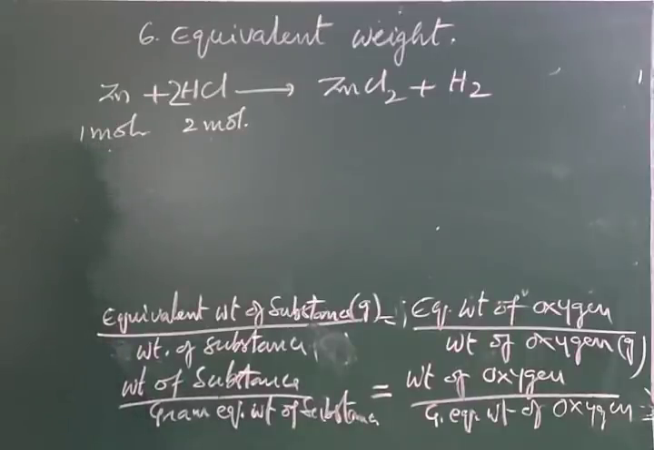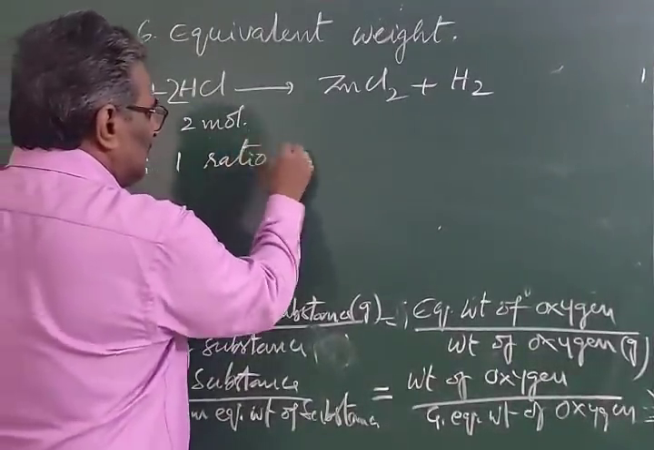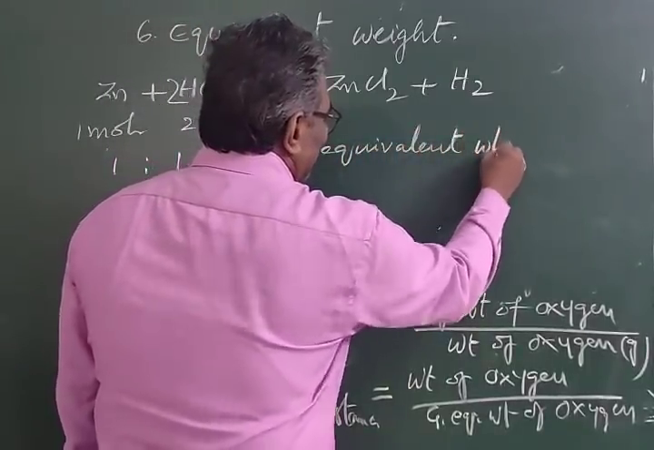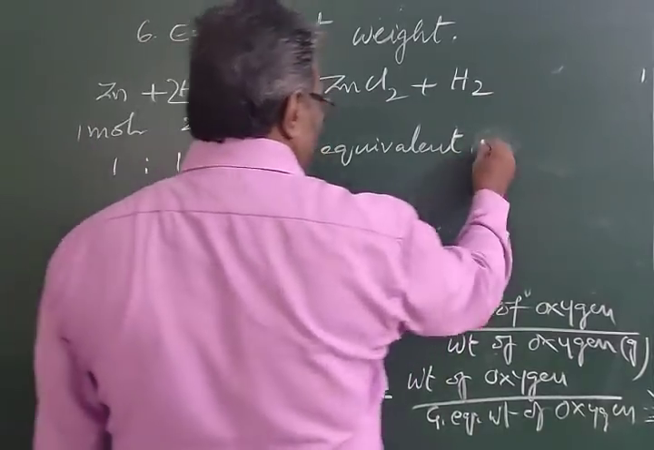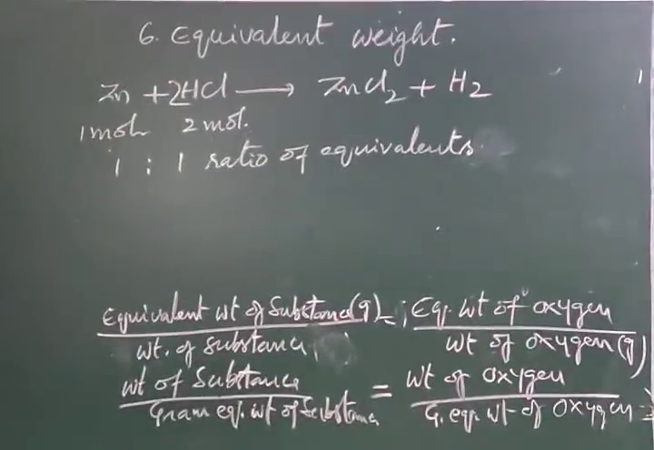But if we compare this ratio in terms of equivalent weights, they react in the 1:1 ratio of equivalent weights. Instead of moles we are getting equivalents. Equivalent weight of a substance is just like 1 mole of a substance. So substances react in the ratio 1:1 of equivalents or equivalent weights.